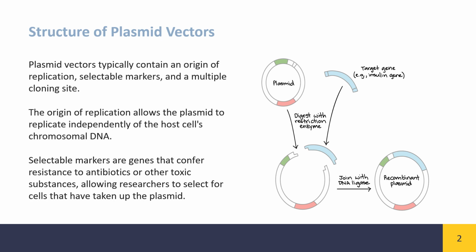Structure of plasmid vector. Plasmids are small circular or linear double-stranded DNA molecules. Plasmid vectors typically contain an origin of replication, selectable markers, and a multiple cloning site. The origin of replication allows the plasmid to replicate independently of the host cell's chromosomal DNA. Selectable markers are genes that confer resistance to antibiotics or other substances, allowing researchers to select for cells that have taken up the plasmids.